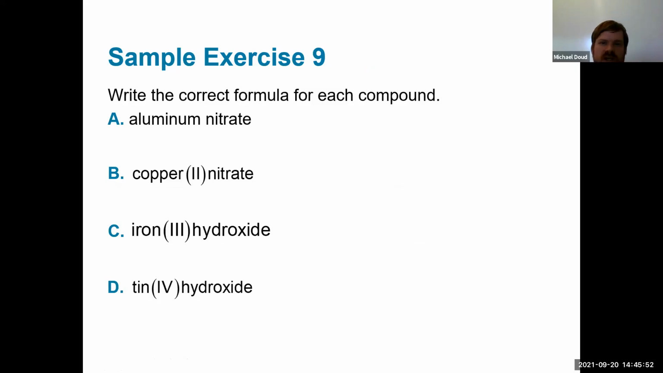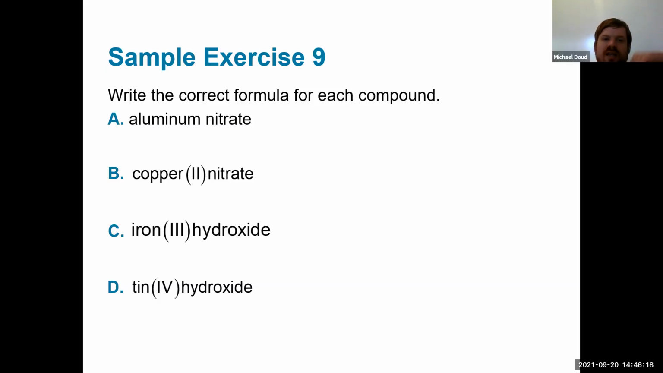Again, I haven't expected you to memorize these names just yet. We'll have a few of these on the quiz on Monday. But mostly we'll be focusing on the other types of nomenclature to build into these here. Okay, so go ahead, give me the correct formula for each of these compounds. Pause the video.